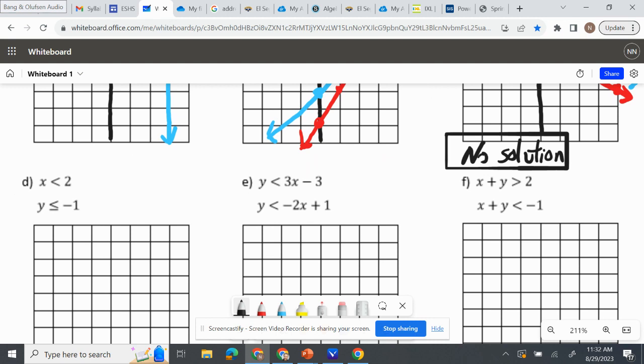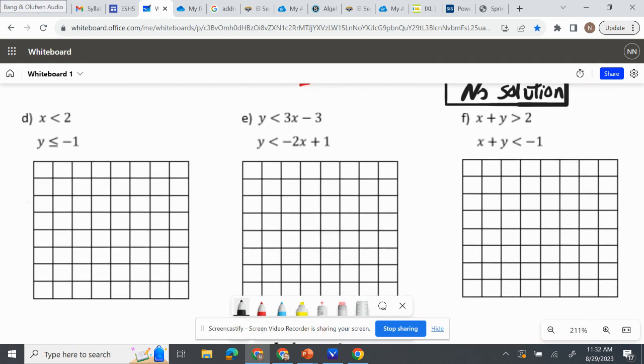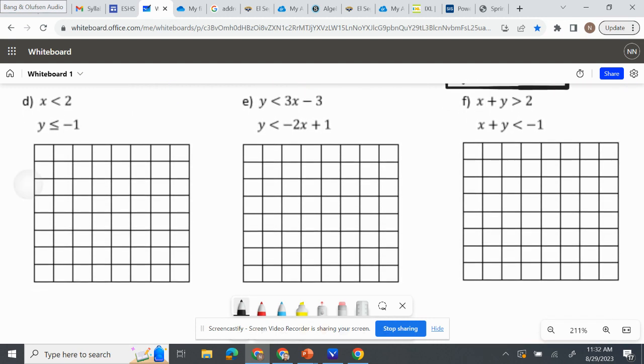Now for the next three, these are going to be inequalities. So what we're going to be doing is we're going to be shading these. For the first one, we have x is less than 2. So on the x-axis, I go to 2. I draw a dashed line. The reason that it's a dashed line is because this is less than, not less than or equal to. If there's a line right there, then it would be a solid line. Since it's less than, I'm going to shade to the left.